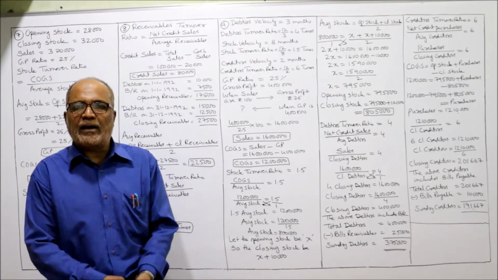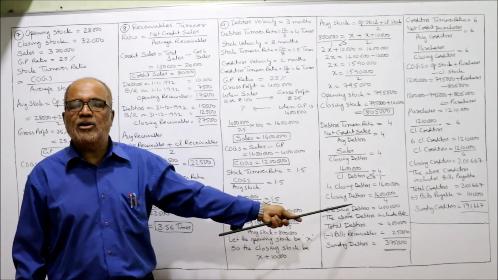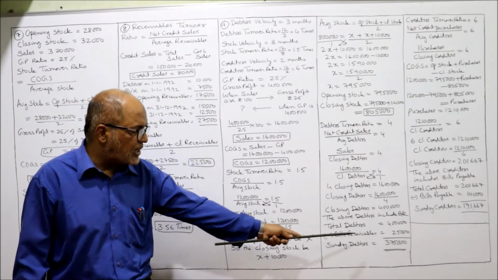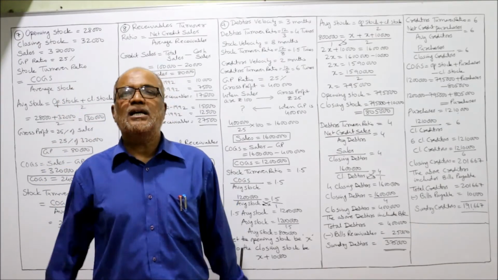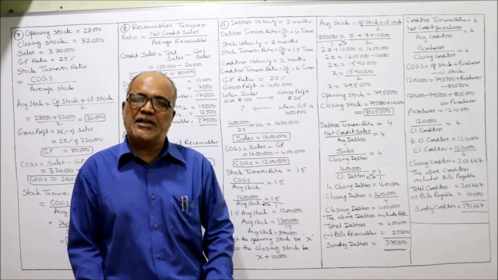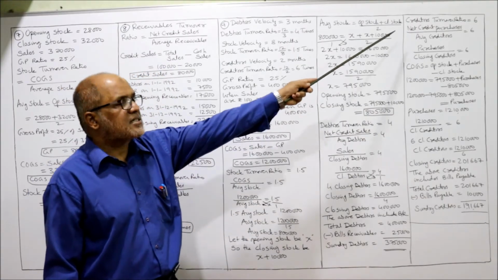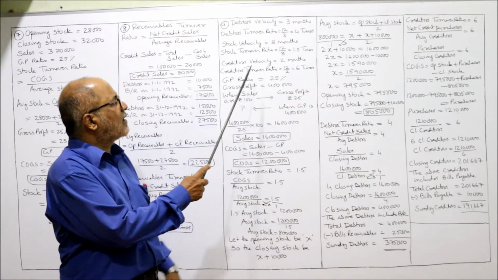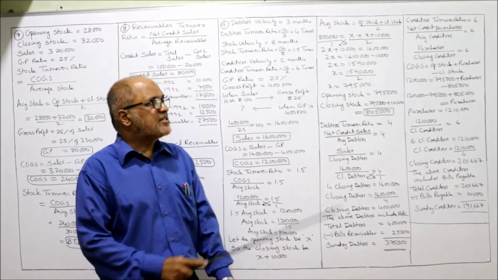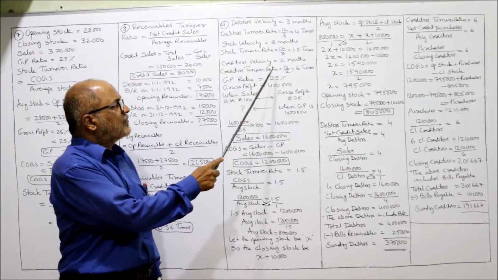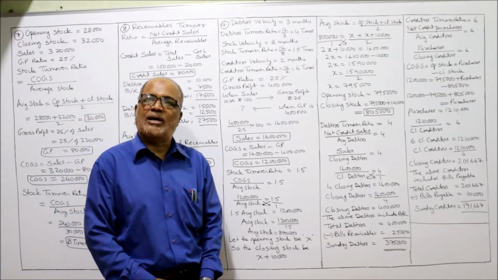It is asking you to calculate closing stock. It is asking you to calculate sundry debtors. So sundry debtors we got. 2 answers we got. Now last answer, creditors. Sundry creditors we need. So creditors turnover ratio. Already we have calculated creditors turnover ratio 6 times, from creditors velocity.